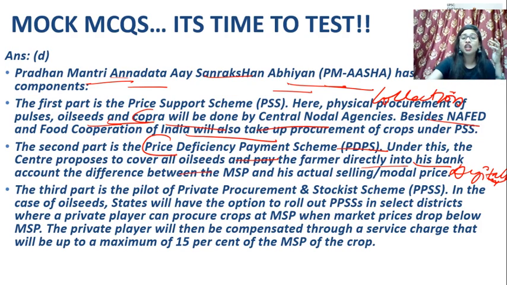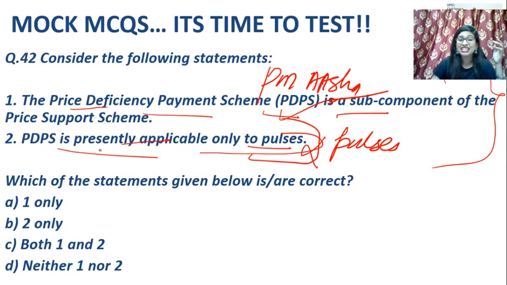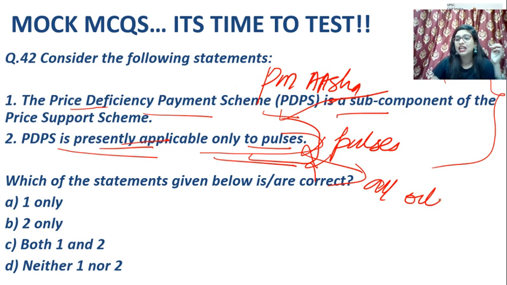Okay, and thus in the question it was given that PDPS is applicable only to pulses. That is wrong, because as you people said, your PDPS is applicable to all the oil seeds. That is why the second one was wrong. Very fine.